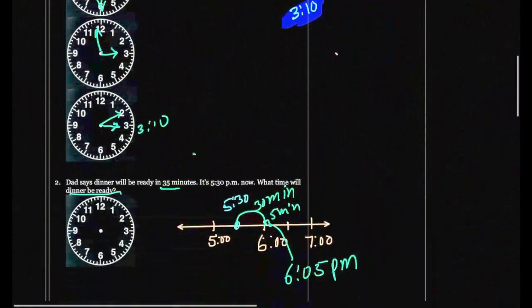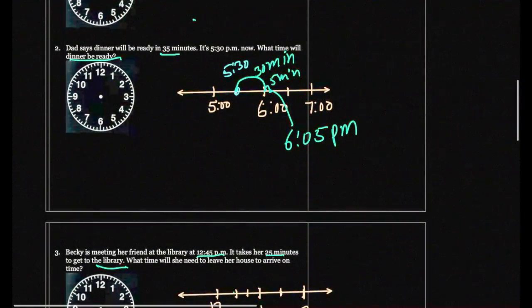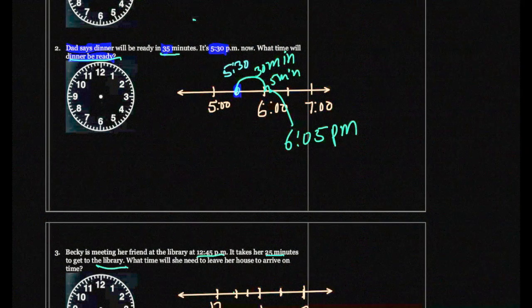Okay, so let's try question number 2. Question number 2 is talking about a dad who has dinner ready in 35 minutes, and it's now 5:30. So what time will the dinner be ready? It is 5:30, so in 30 more minutes, it'll be 6 p.m. And then since it's a 35 minute ready time, 5 more minutes, so 5 after 6 will be 6:05 p.m. So his dinner will be ready at 6:05 p.m.